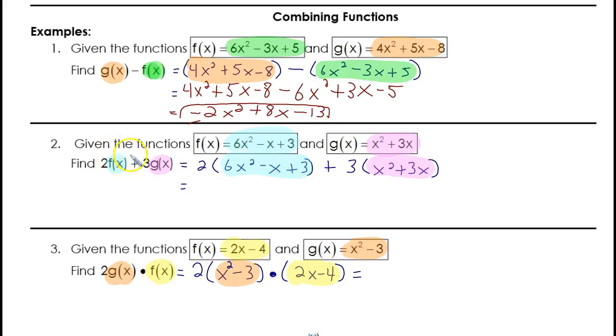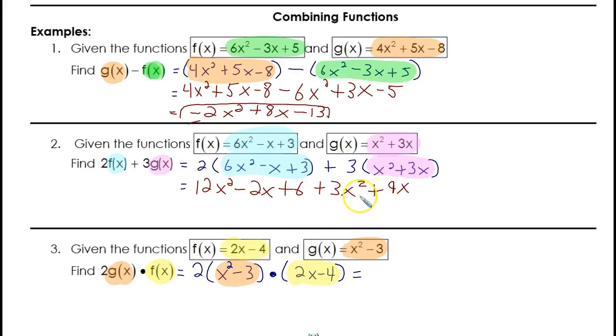In our second example, we are given two new functions, a new f function and a new g function, and we're asked to multiply 2 times the f function plus 3 times the g function. So you'll notice that I plugged in the f function, 2 times that polynomial, plus 3 times the g function's polynomial. And we have to multiply first, which means that we're going to distribute our 2 into the first parentheses and our 3 into the second parentheses to get 12x squared minus 2x plus 6 in the first parentheses. And then plus 3 is going to be like a positive 3. Positive 3 times x squared is 3x squared. And then positive 3 times 3x is 9x.